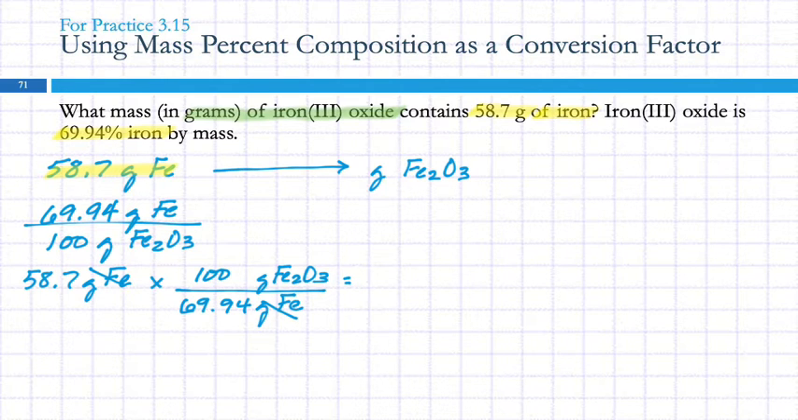So 58.7 times 100 divided by 69.94 equals, how many sig figs should this answer have? 3, because our starting mass only had 3.